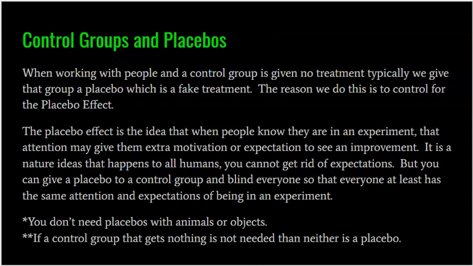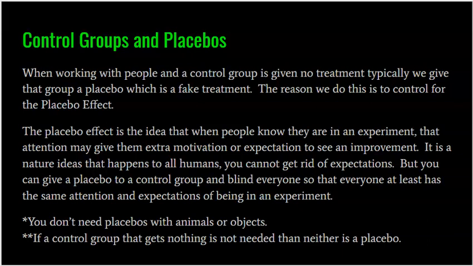All right, one more topic here, control groups and placebos. When working with people and a control group is given where no treatment is typically given, it's typical that we give a placebo, which is a fake treatment. So when you're working with people and you're going to give a control group that gets nothing, you need to give them a fake treatment. The reason we do this is to control for the placebo effect. And this is exactly what I was talking about with the knee surgeries.